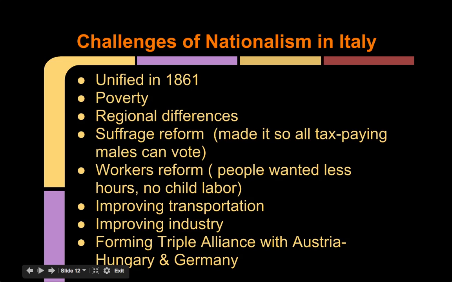First of all, in 1861, Italy's finally going to unify. They're going to have some issues. There's going to be some things that are against them, and it's going to be poverty. You have people who are poor, they're hungry, don't have any money, and they are living in lesser conditions, which means they're living in not the best housing or with a lot of people in one house, things like that. Regional differences.